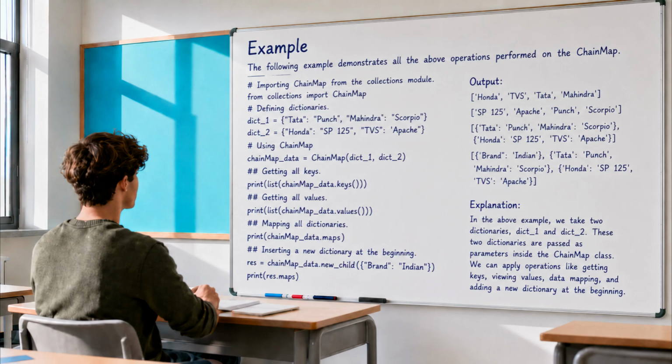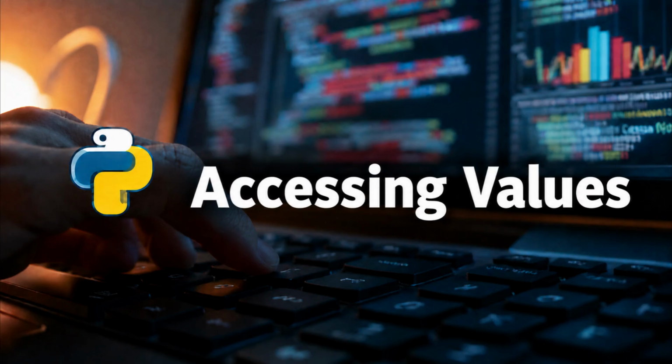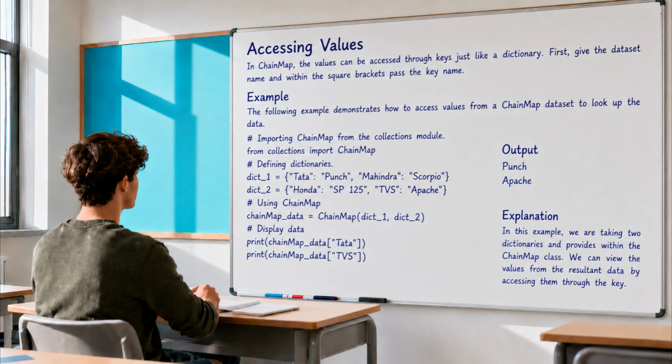Explanation. In the above example, we take two dictionaries, dict_1 and dict_2. These two dictionaries are passed as parameters inside the ChainMap class. We can apply operations like getting keys, viewing values, data mapping, and adding a new dictionary at the beginning. Accessing values. In ChainMap, the values can be accessed through keys just like a dictionary. First, give the dataset name, and within the square brackets pass the key name.